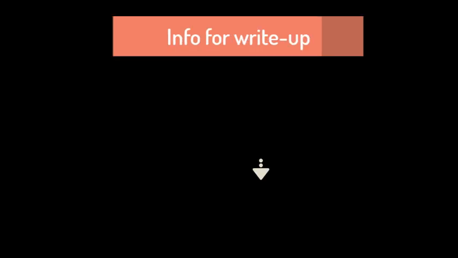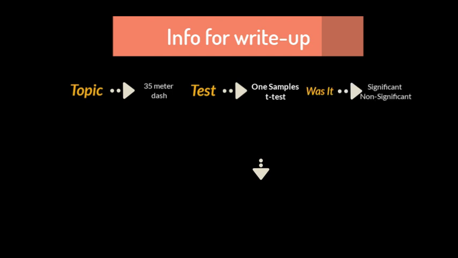Let's talk about the info for the write-up. First, we need our topic, 35-meter dash. Next is what test we are running: the one sample t-test. You see how it's written here, capital O, capital S, and the T is in italics, and the word test is lowercase. I don't know why. Then, was it significant or not?